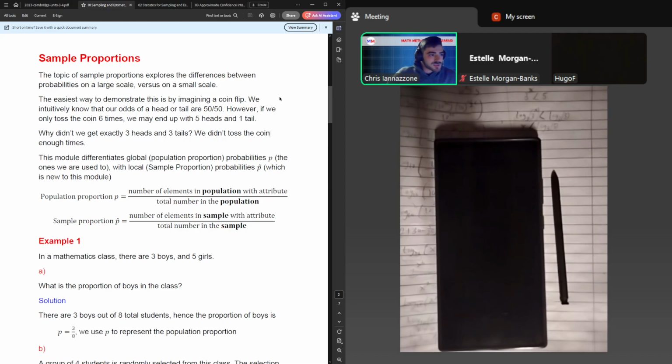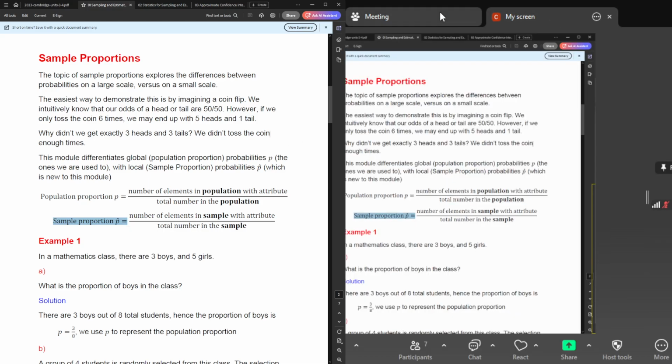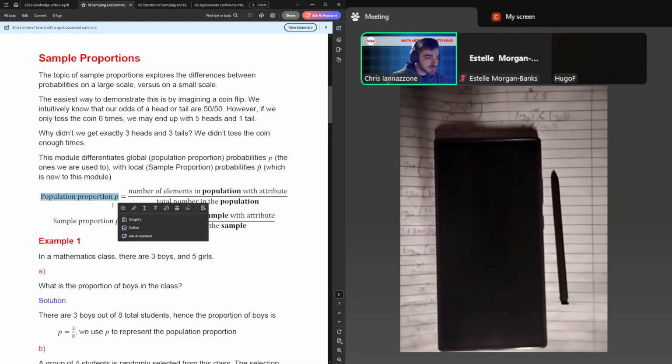In the context of sample proportions, basically what we're starting to do now is differentiate between when we look at global statistics and local statistics. Global meaning like across the entire population, and local meaning very specific subsets of that. So there's two key terms that we define in sampling and estimation, which is the difference between the population proportion and the sample proportion.